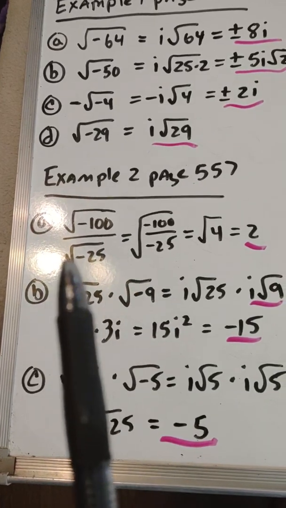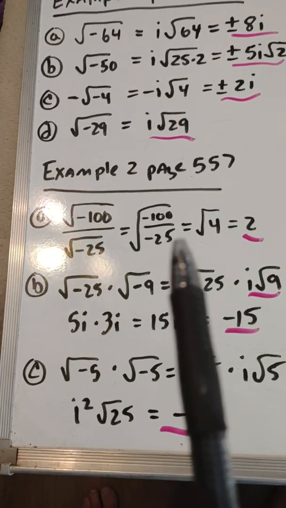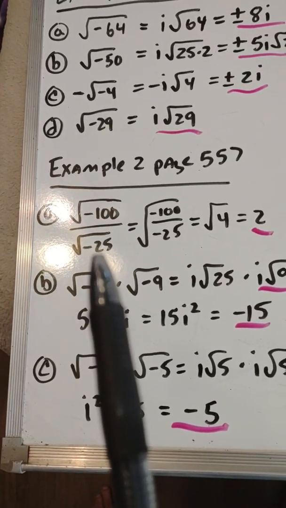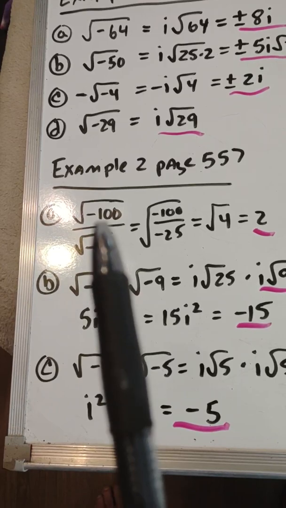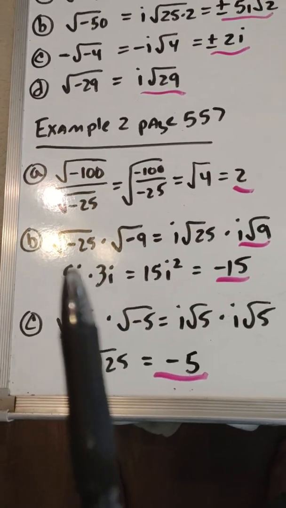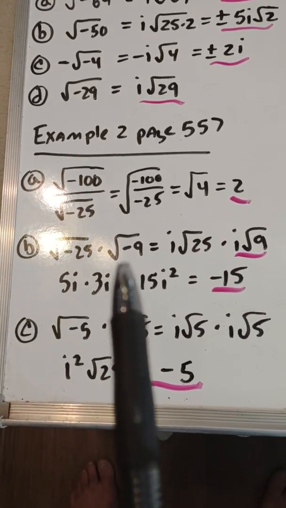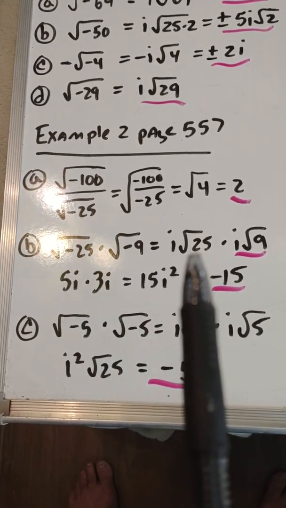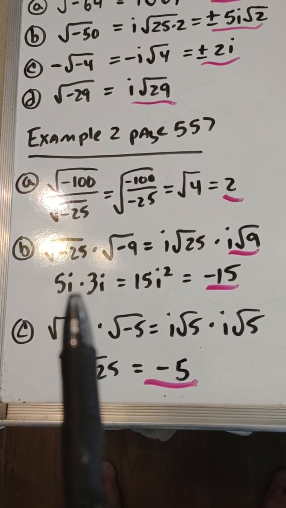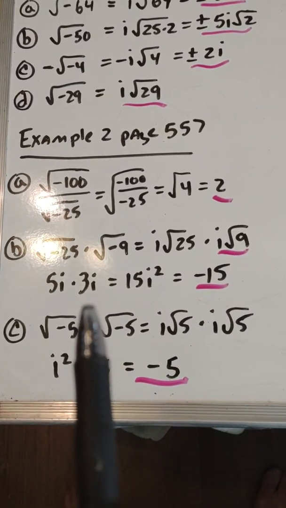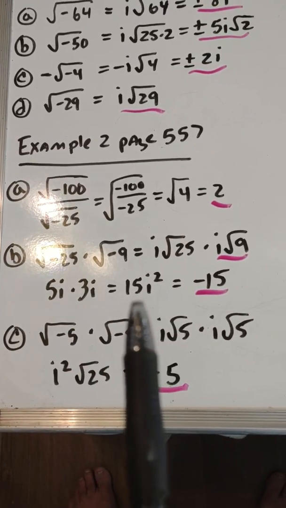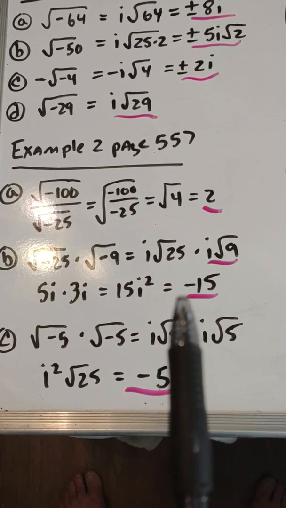Make sure you understand that you can go either way with your radicals. You can keep it this way if you can simplify the top by itself and the bottom by itself. But if you can ever divide the bottom into the top and simplify it, you should always write it as one radical. Square root of negative 25 times square root of negative 9 becomes i square root of 25 times i square root of 9, which i square root of 25 becomes 5i. i square root of 9 becomes 3i. 3 times 5 is 15. i times i is i squared. i squared is negative 1, so it becomes negative 15.